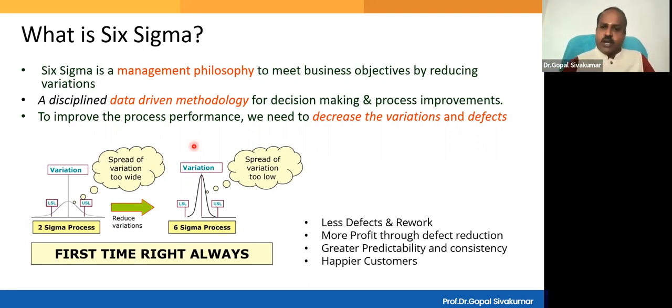Generally, any process that is designed and running naturally will follow a specific pattern, which you can see here, a bell shape. And here also there is a bell. The first bell curve is wider, but the second bell curve is narrower. This is called the spread of the process. The spread is high here, the spread is low here. Low spread means variation is low. If the spread is high, variation is high.